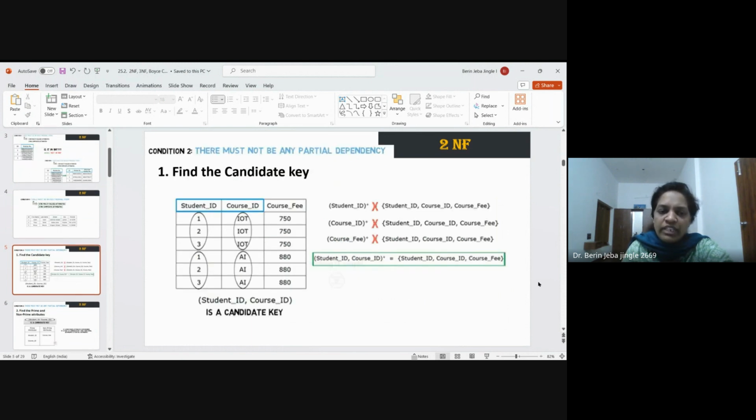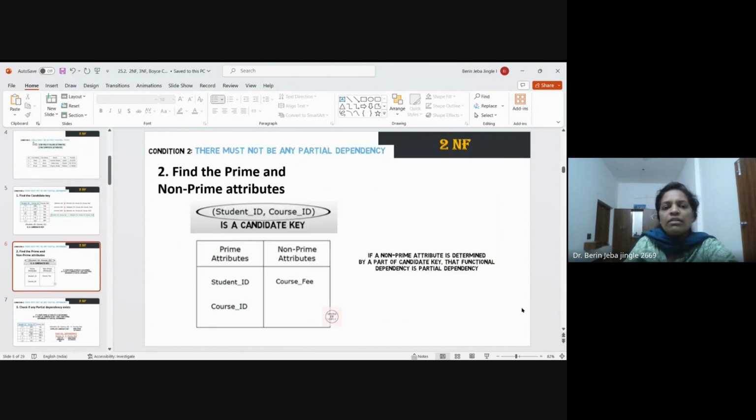Now we are going to go to the next one. We have to check whether the table has a partial dependency. First we have to find out the candidate key. In this table, the candidate key given is student ID and course ID, and the other attribute is course fee. These two candidate key attributes are called the prime attributes. So in the second normal form, we have to know what are prime and non-prime attributes. Prime attributes are the primary key attributes, and the other attributes are called non-prime attributes. So we have to find out these two things.